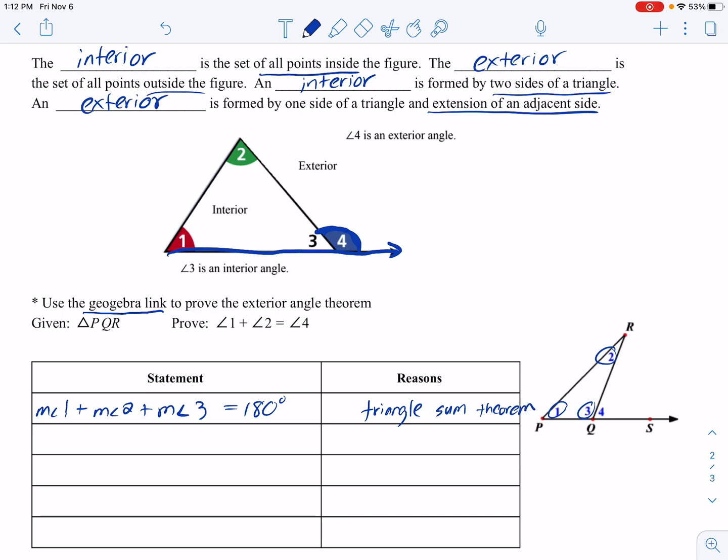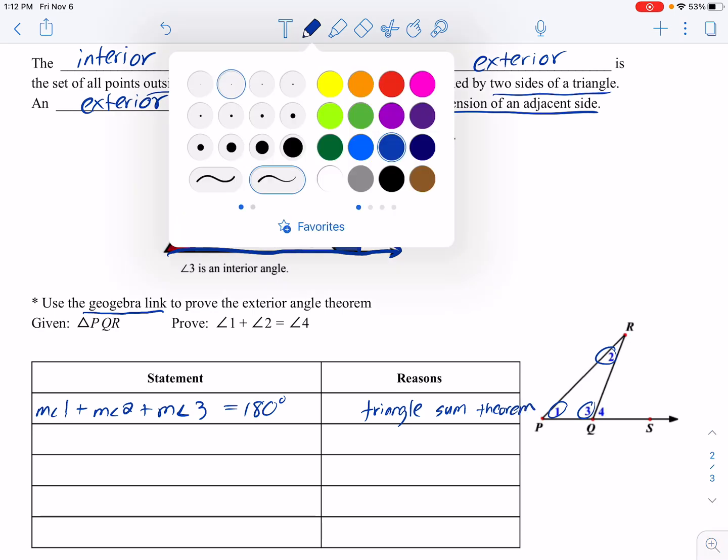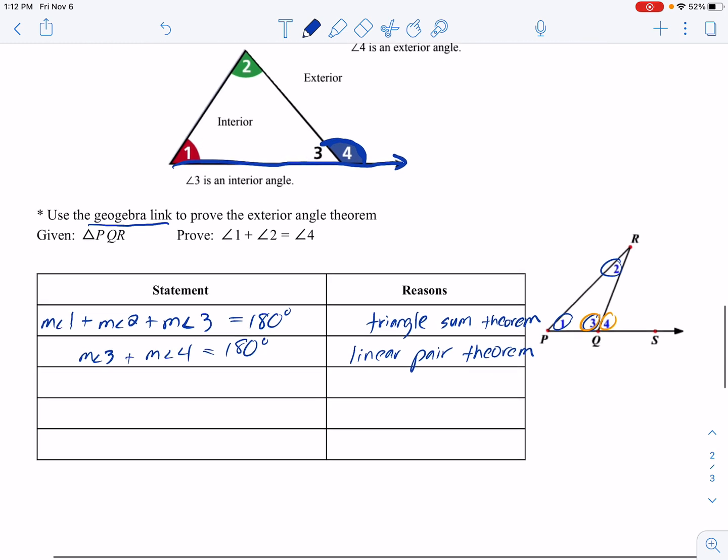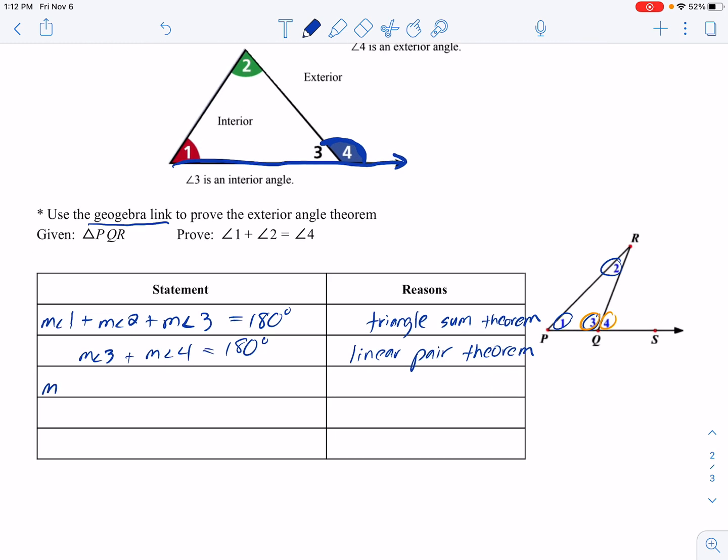One we just proved and we're using on the previous page. We also have a linear pair, 3 and 4, so we can state that the measure of 3 plus the measure of 4 equals 180 degrees. Linear pair theorem. Okay, and now if we have two sets of equations equaling 180, we can substitute and set these two angle measures equal. They both equal 180, so we can set them equal to each other, substitution.